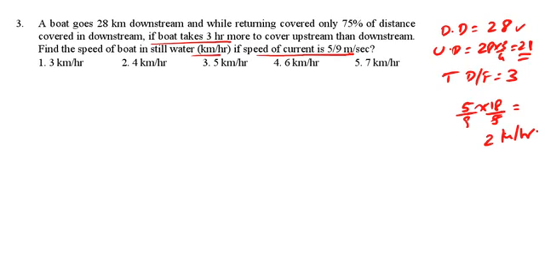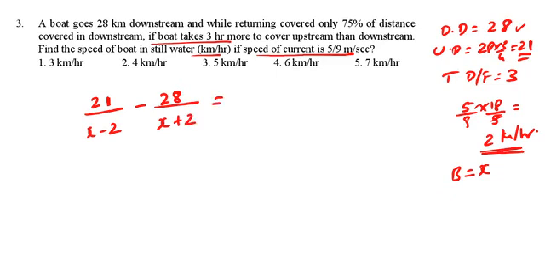Now time difference. What is the formula for time? Distance by speed. So what is the distance upstream? 21. What is the speed? So here the speed of the current is 2. Boat speed we don't know, x. So x minus 2. 21 by x minus 2 minus downstream distance 28 by x plus 2 is equal to 3 hours, since the time difference is 3 hours.